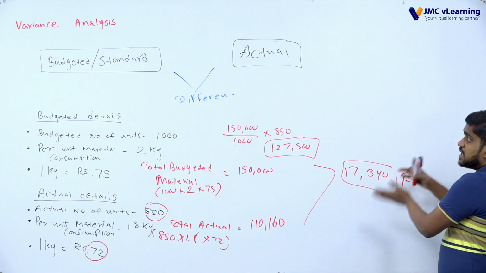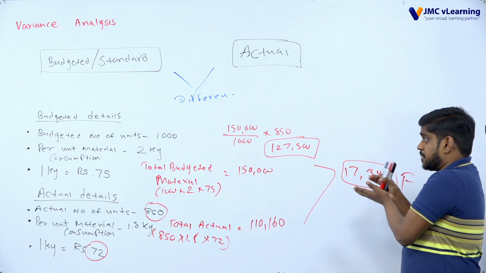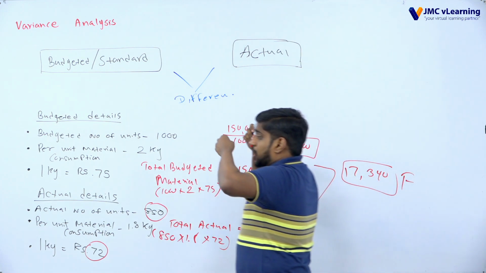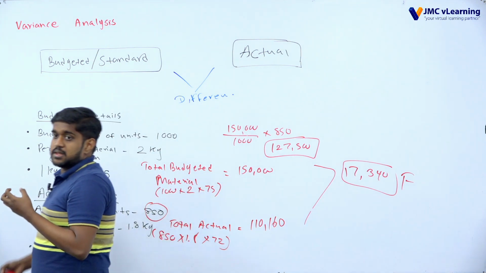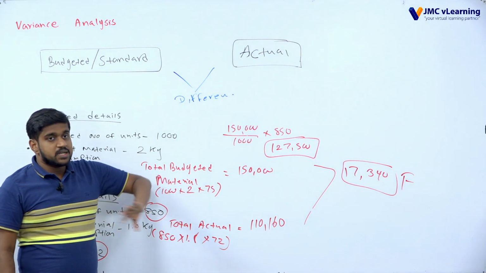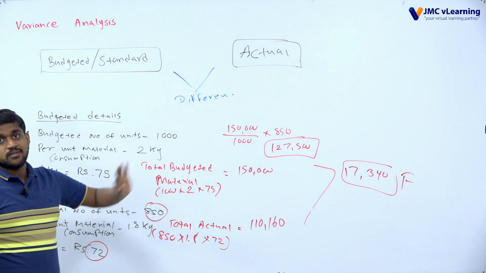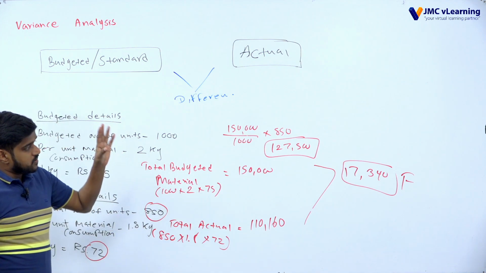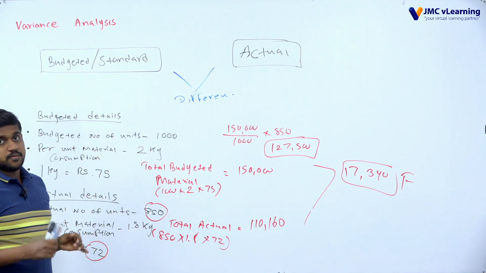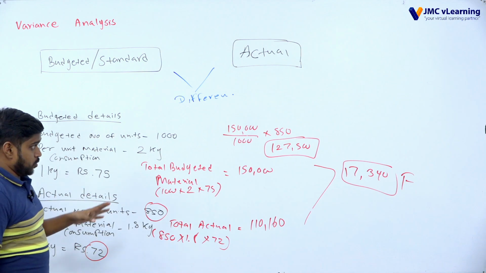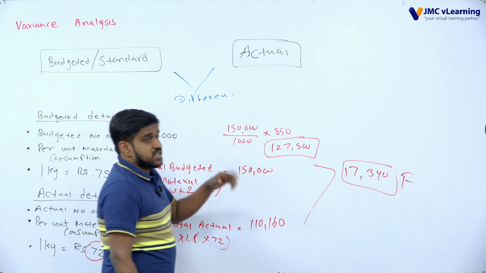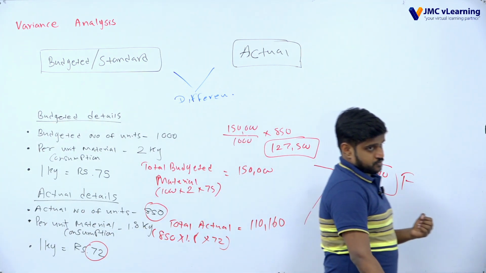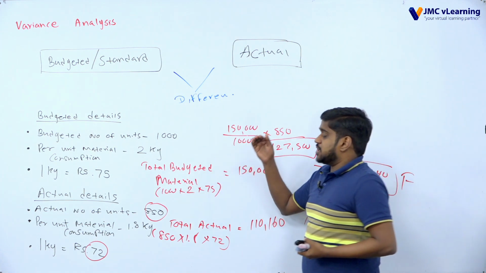We can further analyze this difference. That means we can identify the main reason, the main factor that affected this variance. That means this variance can be driven by two main reasons.